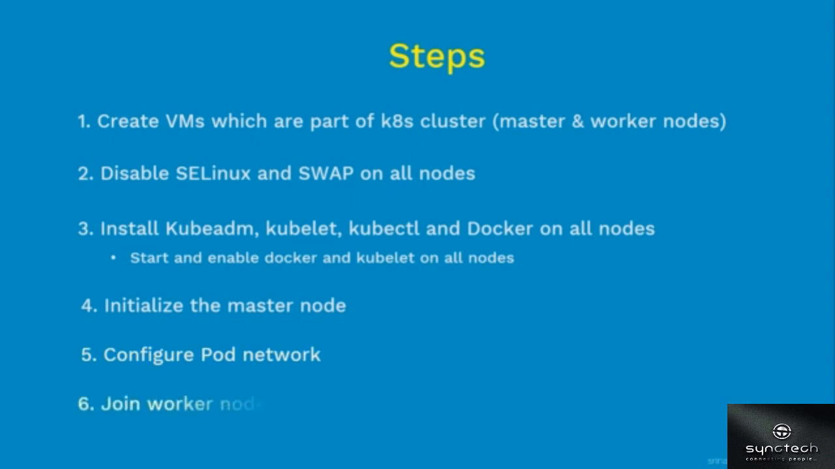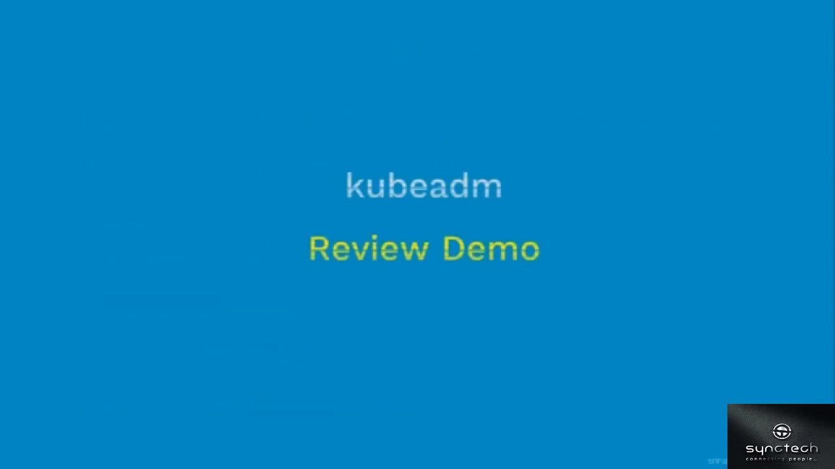Once that is done, the final 6th step is to join the worker nodes to the master node. Then we are all set to launch our applications on the Kubernetes environment. Before we move on to the next slide, you might want to pause this video and observe these 6 steps again. These are the exact 6 steps that we are going to perform in this video. I believe you are good with it. Let's move on to the next slide.